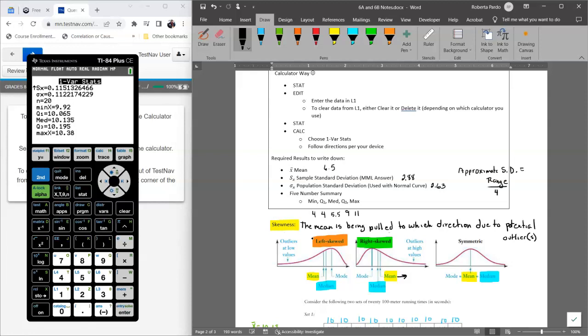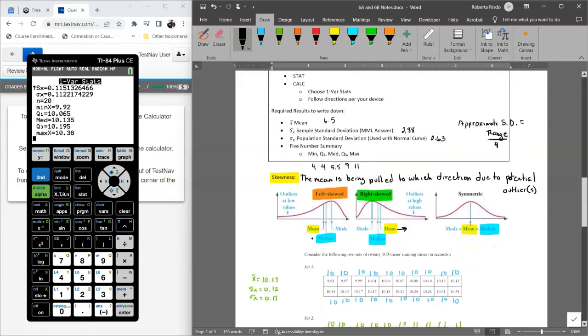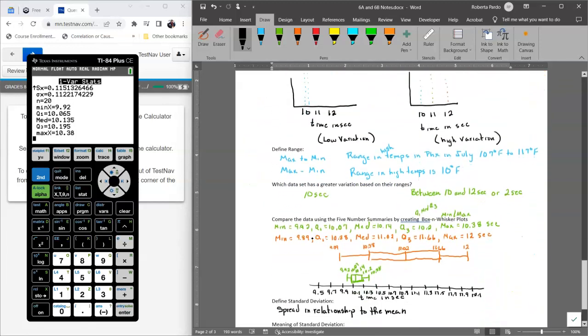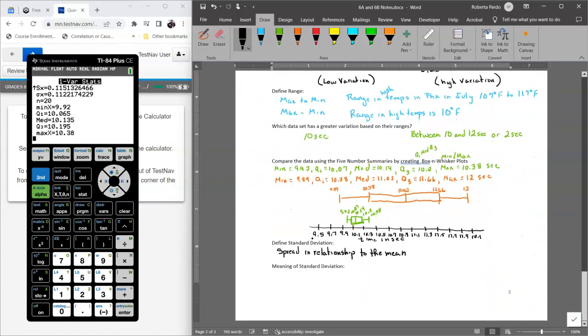So there's actually three different standard deviations. Sample, which is what my math lab is going to look for in terms of an answer. The population, which is what we're going to use for the normal curve, which is next. And then the approximate standard deviation is really just a quick way of finding how spread out the data is to the mean, with the mean being your measure of center.